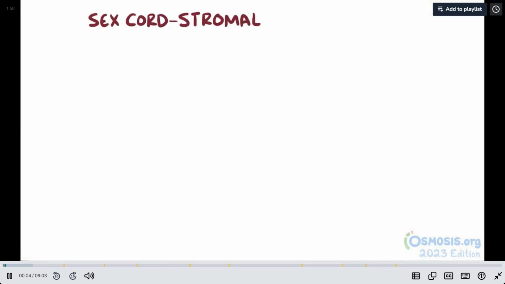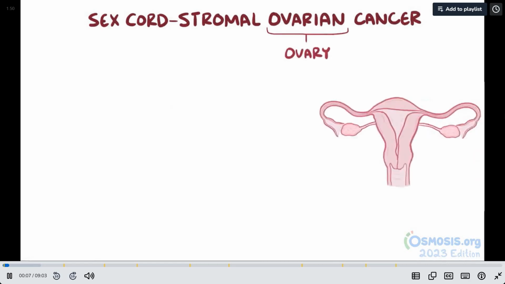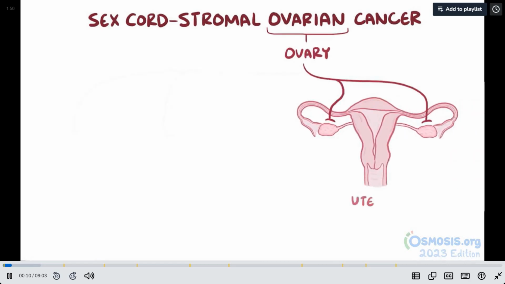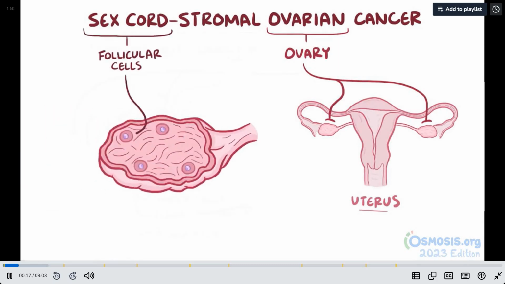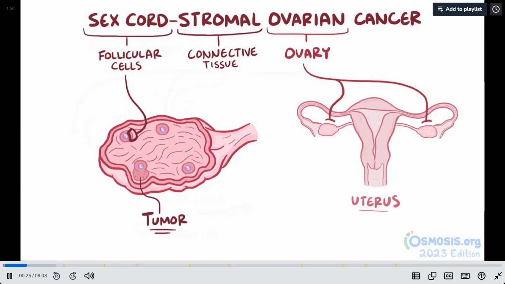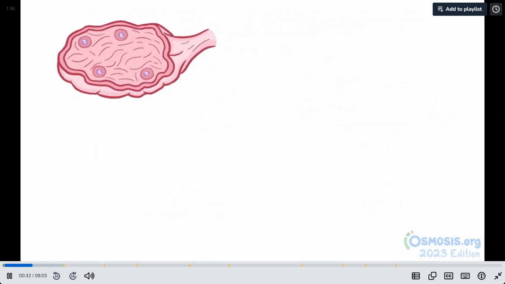With sex-cord stromal ovarian cancer, ovarian refers to ovary, of which women have two that sit along either side of the uterus. The term sex cord refers to embryonic structures that develop into ovarian follicles. And stromal cells are the connective tissue of any organ. So a sex cord stromal ovarian cancer is a type of tumor that develops from either ovarian follicle cells or connective tissue cells. Each ovary has multiple follicles.